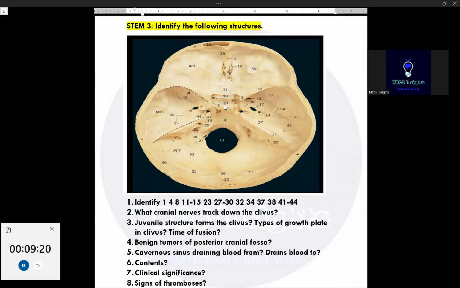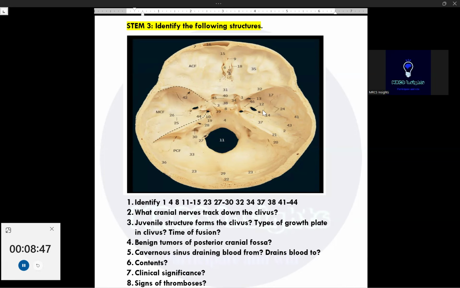What is number 38? Here is the sella turcica. Okay. And what is number 44? This is the petrous part of the temporal bone. Yes. And here is the impression of a nerve present. Internal carotid. Okay. I can come back to this.